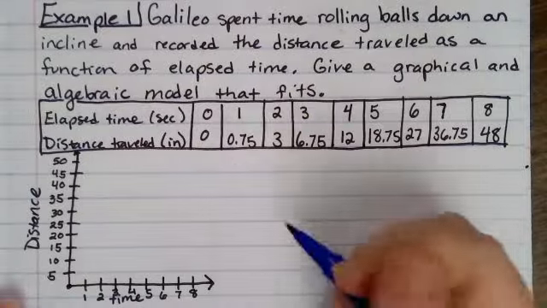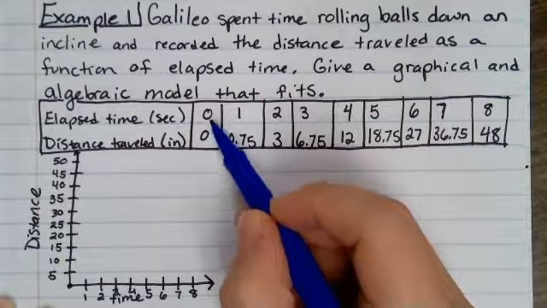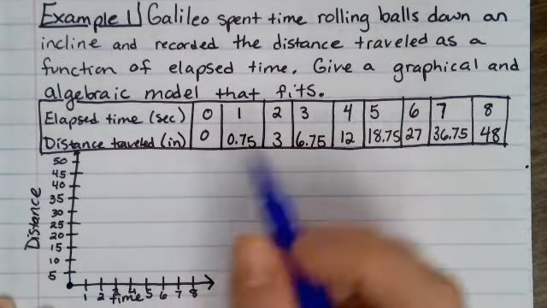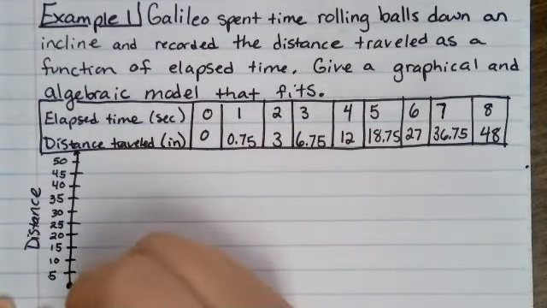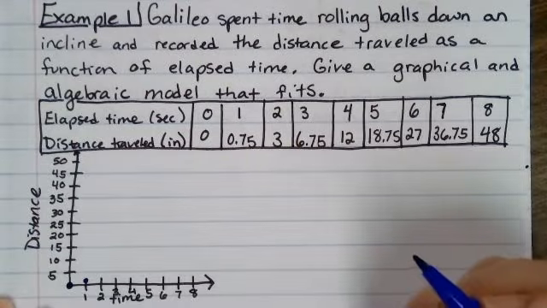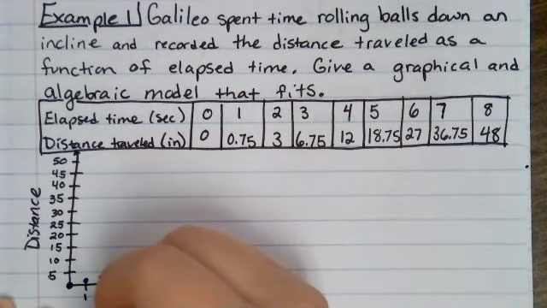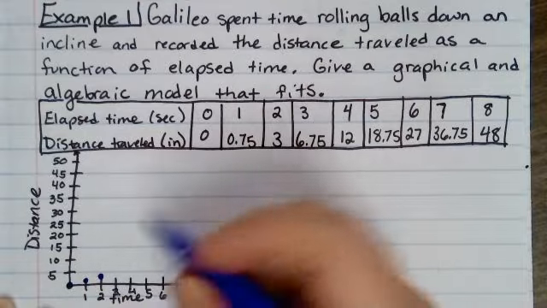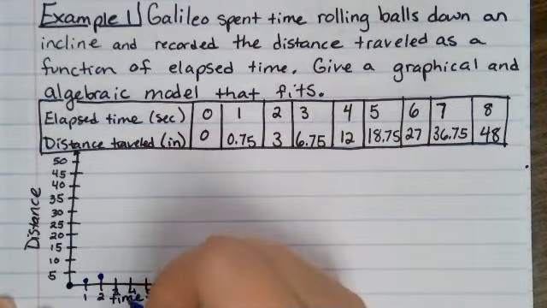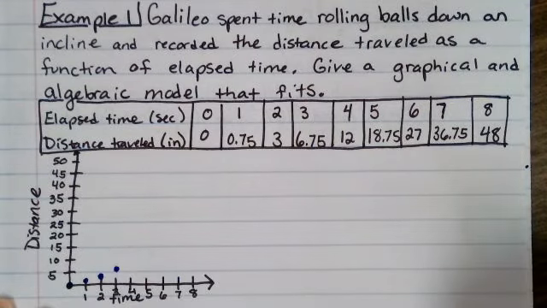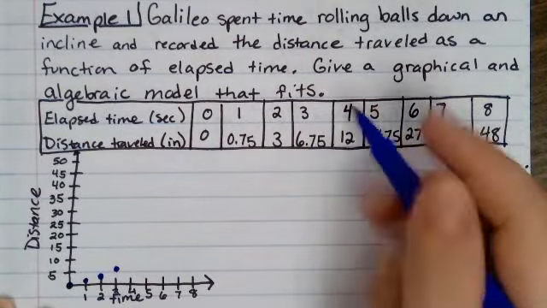Okay, so I'm going to start off here. The first pair is 0, 0, so that is right there at your origin. Then we have 1, 0.75. Now, guys, some of these are just going to have to estimate the best you can. We have 2, 3, so that should be a little bit higher. Then we have 3, 6.75, so that's going to be a little bit above where the 5 is. Okay. Then we have 4, 12.